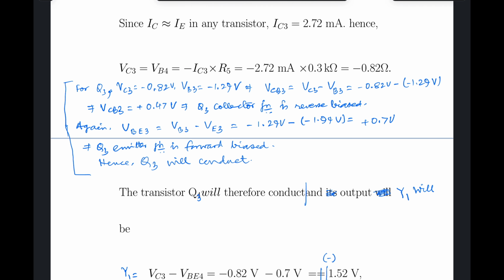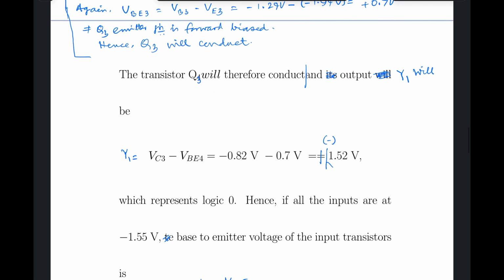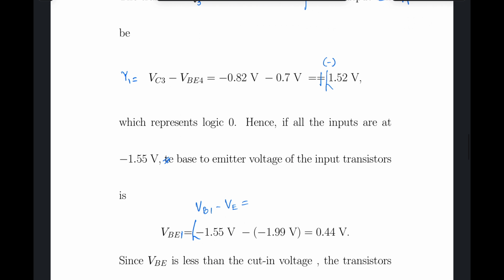Okay. So the output Y1, see the figure, is Vc3 minus Vbe4. So this is minus 0.82 volt minus 0.7 volt. This is equal to minus 1.52 volt, which represents logic 0.